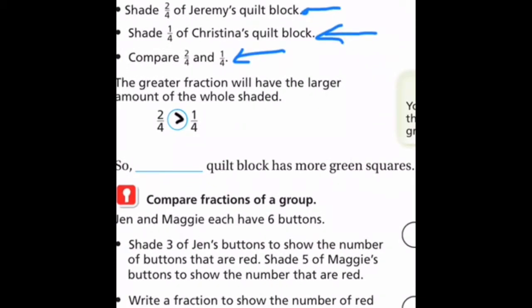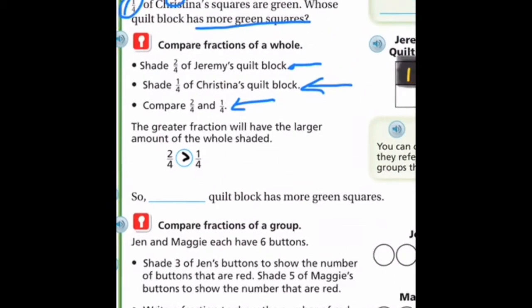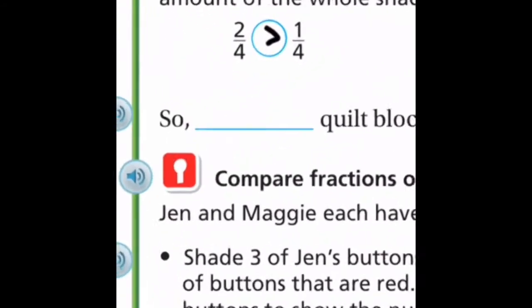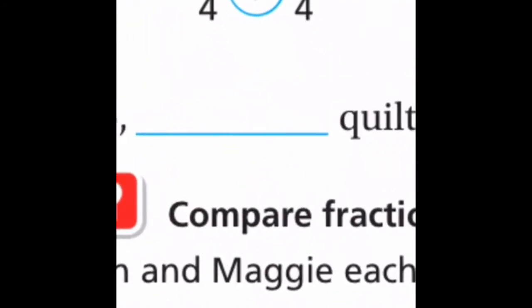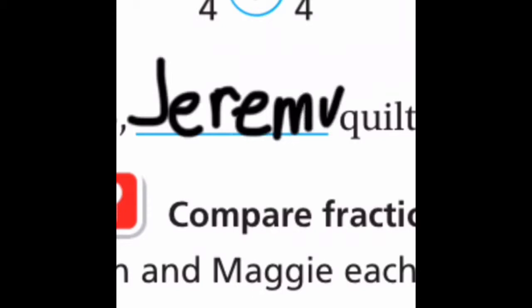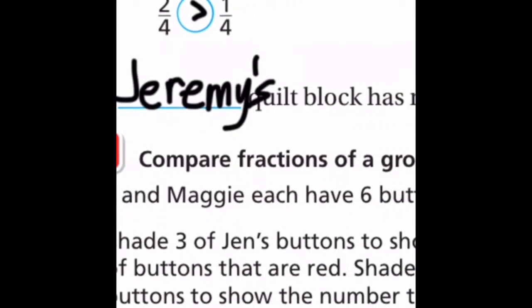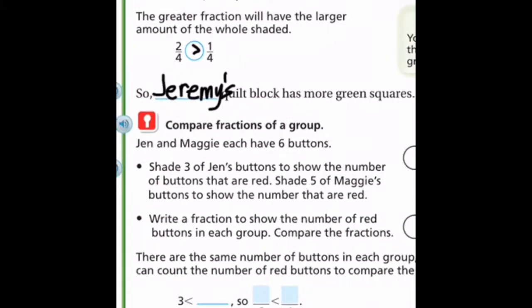So blank quilt block has more green squares. That would be, what's his name? Jeremy. So we're going to say Jeremy's quilt block has more squares. Jeremy's, to show possession. He owns the quilt. Right? Okay.